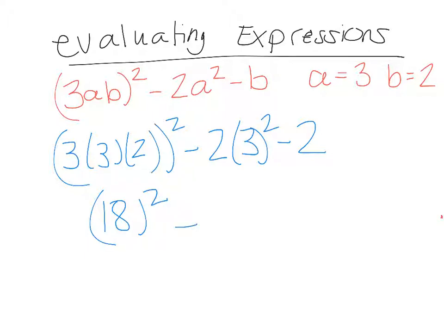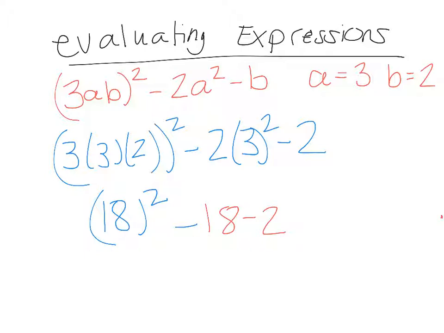squared minus, okay, think about this one here, the second part. What am I going to do here first? Well, this is multiplying, and this is exponents. I'm going to do my exponent first and then multiply. So 3 squared is 9. 9 times 2 is 18. So I'm going to do minus 18 minus 2.